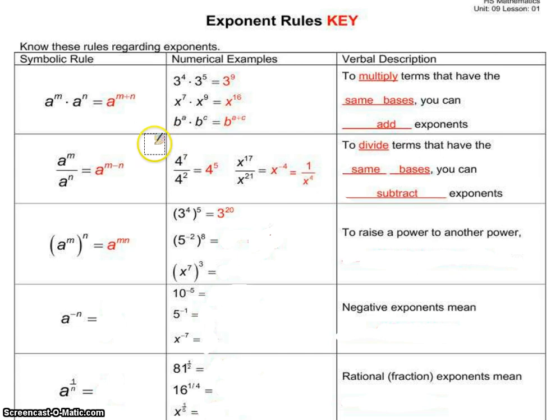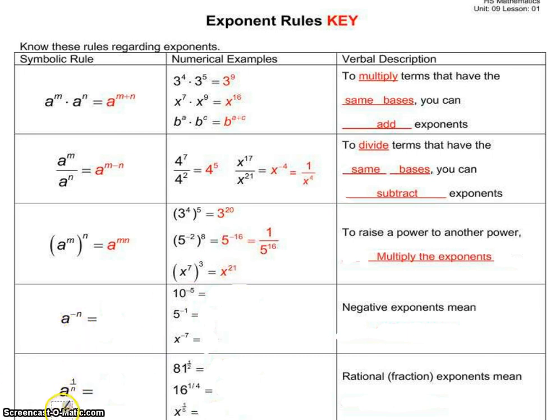So what about 5 to the negative 2nd to the 8th power? What am I going to get there? Okay, I'm going to get 5 to the negative 16th, which is 1 over 5 to the 16th. Good job. What about x to the 7th to the 3rd power? What would I get in that instance? Correct, I would get x to the 21st. So what we're learning is, to raise a power to another power, I have to multiply my exponents. If I'm raising a power to another power, that's real key, guys.